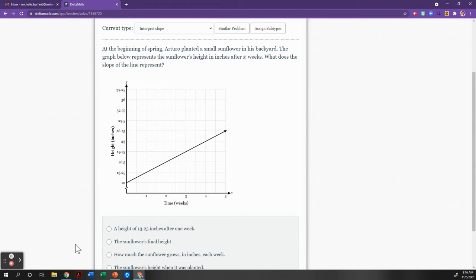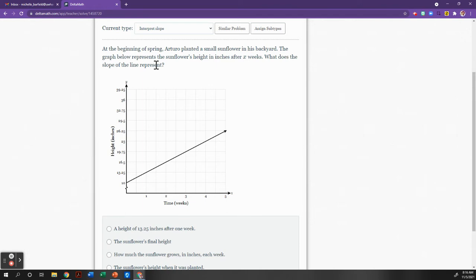So remember your slope, that's how this line in this case is rising, and your y-intercept is where it's starting. So you're going to be reading these word problems and determining what they are asking you. It said at the beginning of spring, Arturo planted a small sunflower in his backyard. The graph below represents the sunflower's height in inches. So it's over here. Inches are over here.